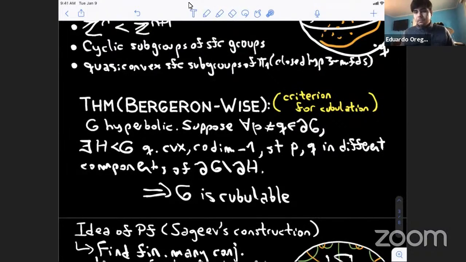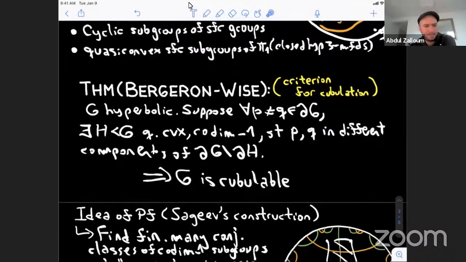Kind of, yeah. And since the action is nice enough, this condition is enough to guarantee properness, in the sense that if you have an element in the group tending to infinity, then the number of walls separating will also tend to infinity. At the end, this is the function.